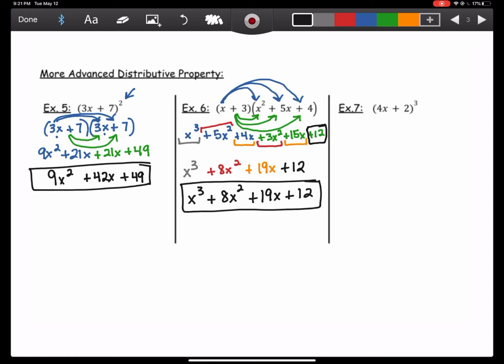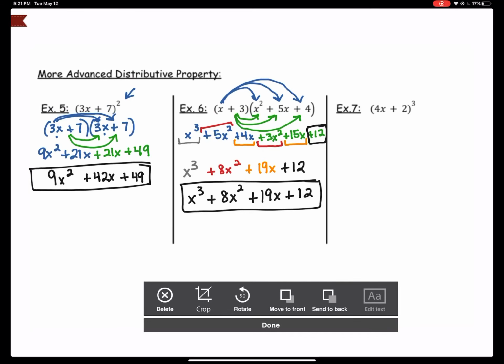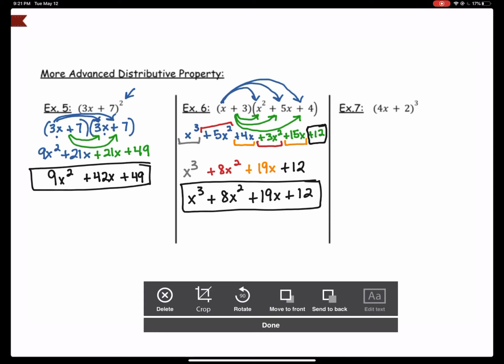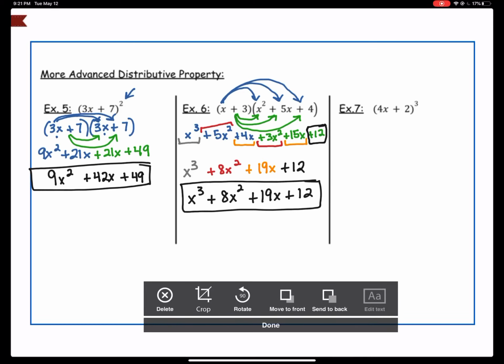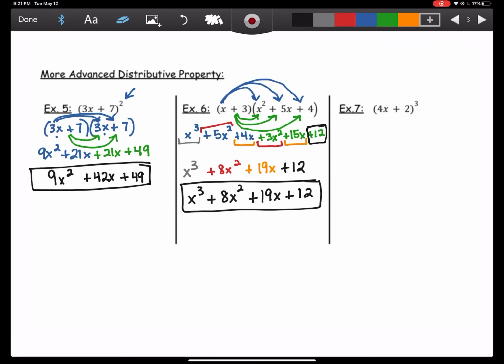Example 7. It's kind of a mix of both example 5 and example 6. First step, I'm going to start with the gold. Let's expand. Try that again. See if we can fix it. Okay, so what we're going to do is expand 4x plus 2 times 4x plus 2 times 4x plus 2.